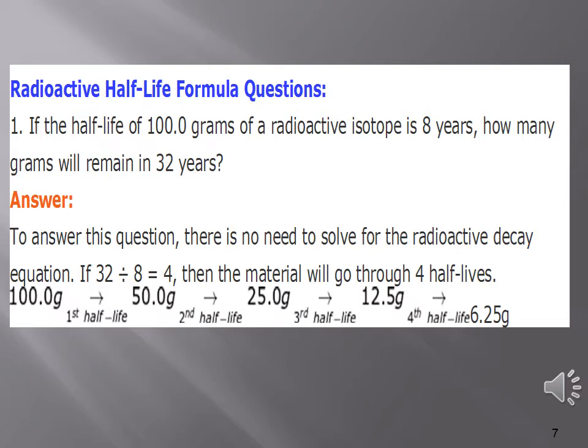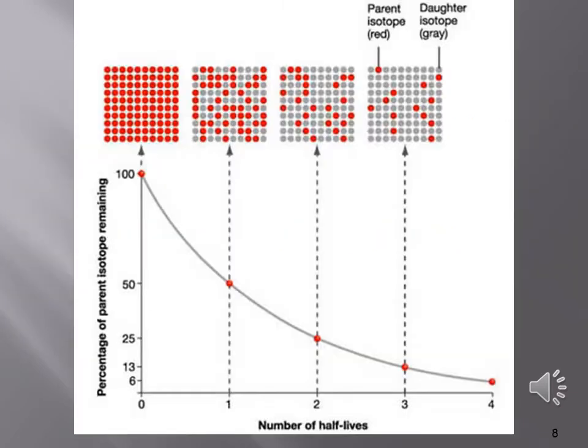Therefore, the first half-life will be for the mass to decrease by half to 50 grams. That will be the first half-life. The second half-life will be from 50 to 25. Then the third half-life will be from 25 to 12.5, and the last half-life will be from 12.5 to 6.25 grams. So that will be the fourth half-life. So our answer will be 6.25 grams that will remain in 32 years, since in 32 years we have 4 half-lives.